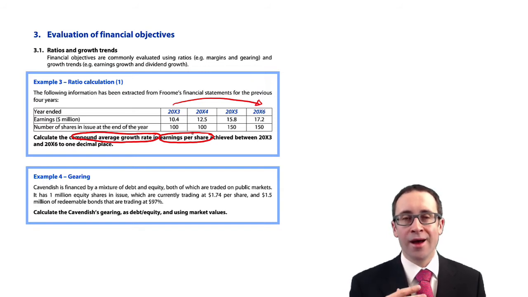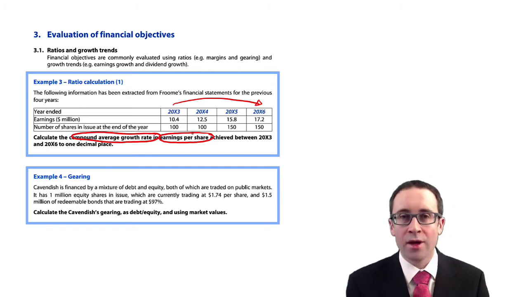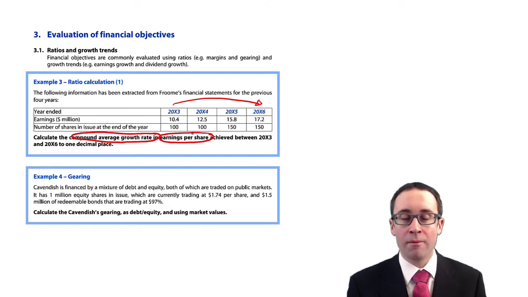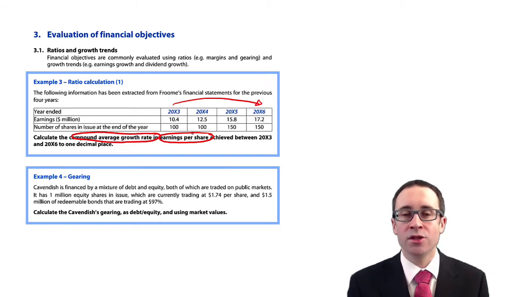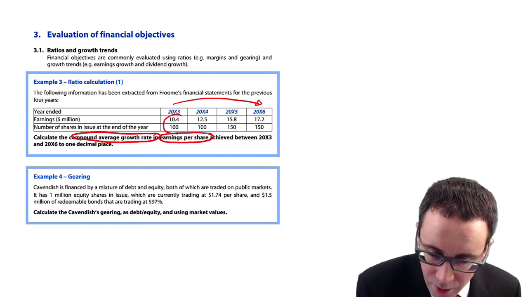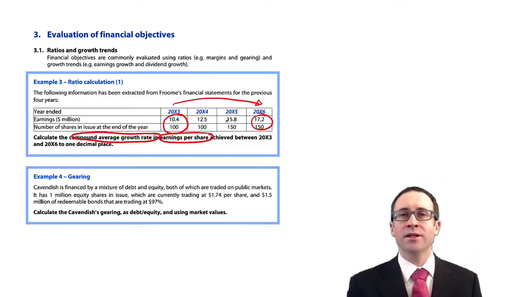Not in your earnings. You look at your earnings and think, well, it's great, isn't it? My earnings have grown from $10.4 million up to $17.2 million. Fantastic. You could work out a compound average growth for that three years' worth of growth, but it's looking at your earnings per share. So you need to work out your earnings per share for X3, and then for X6.